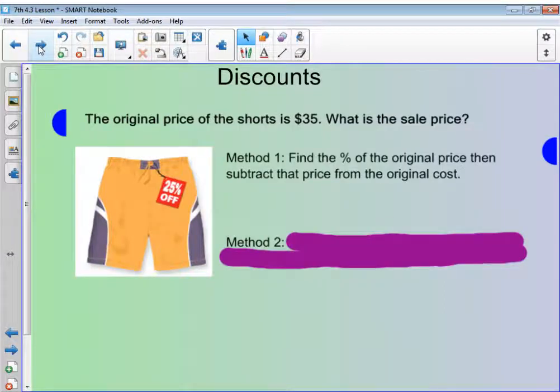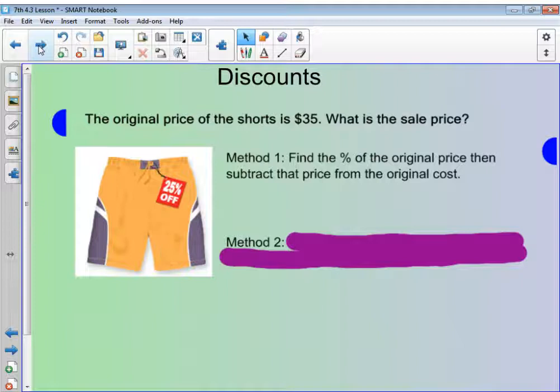It says the original price of the shorts is $35. What is the sale price? So we're going to have to use our picture here. There are a couple different methods, and you have to decide what method you are comfortable with. So you could go through the process of drawing a diagram like the book did for us yesterday. I would recommend, if you do that, to split your diagram into things that are easy. So maybe here, if you knew 25% was a fourth, you could split into 4, or you could split it all the way down into tens also.